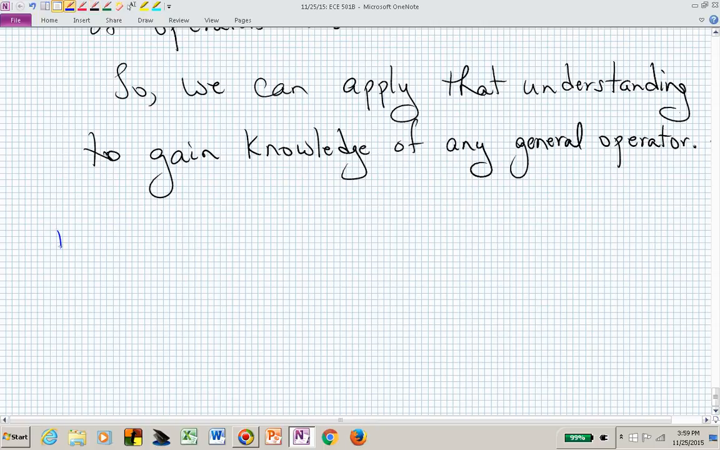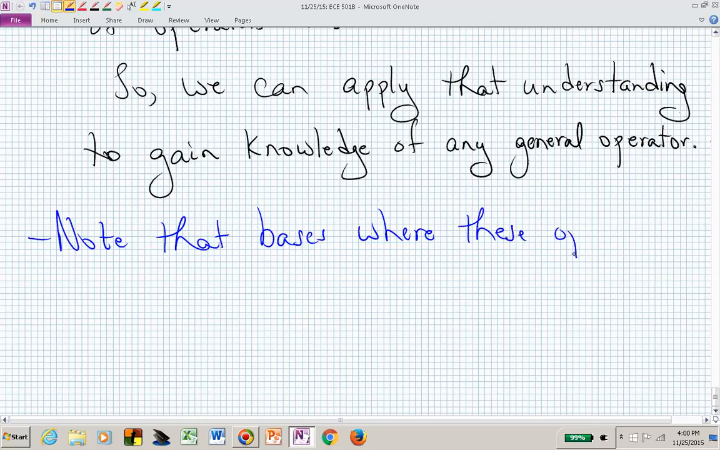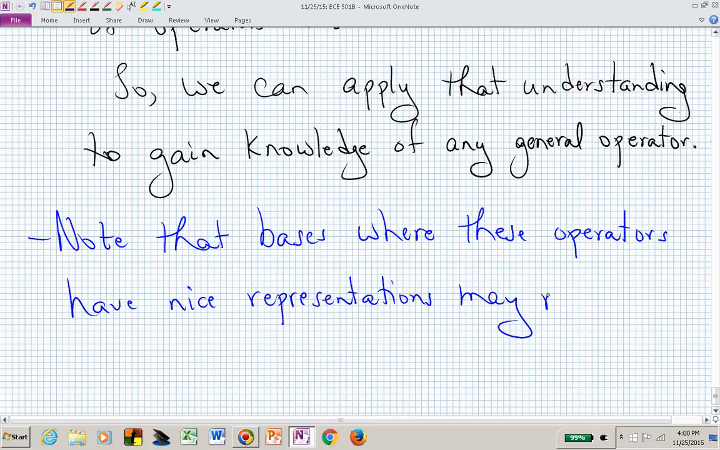What we have to remember is that note that basis where these positive operators and isometries, where these operators have nice representations, may not be the same.